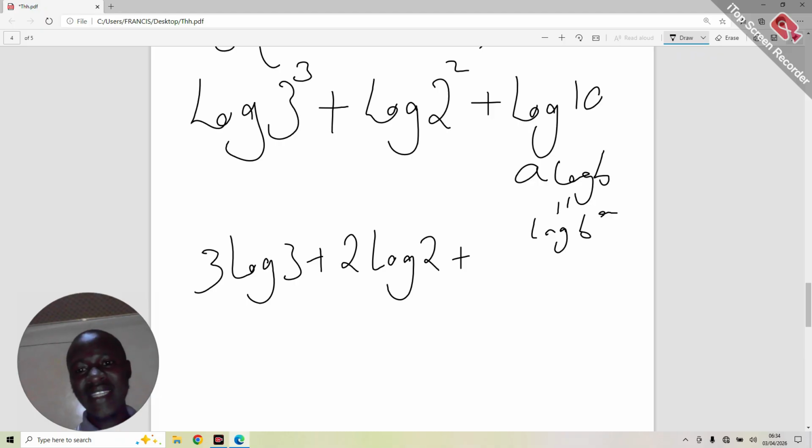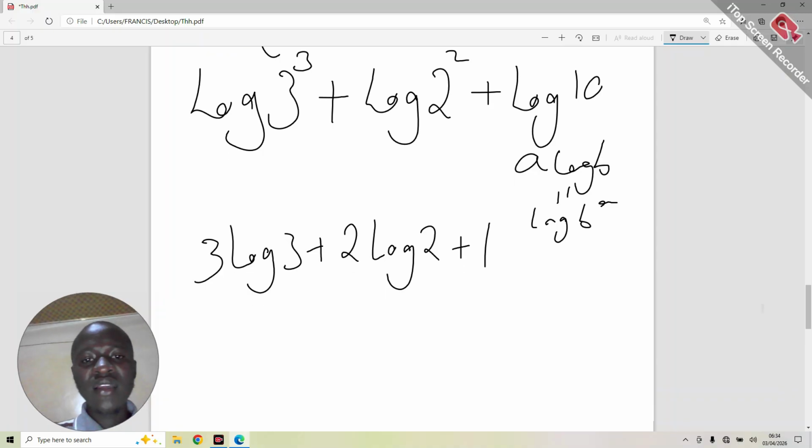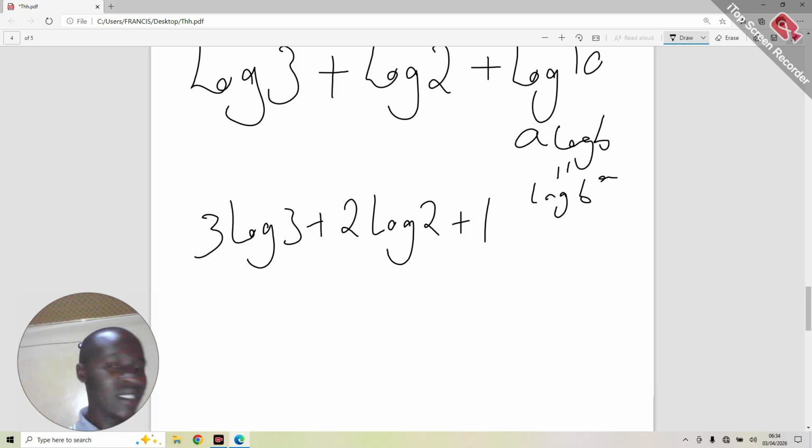Log 10 is what, guys? Just 1. Don't forget, just 1. Log 100, 2. Log 1000, 3. Log 10,000, 4. So forth and so on. Log 1,000,000, 6. Just have them in your mind, in your fingertips.